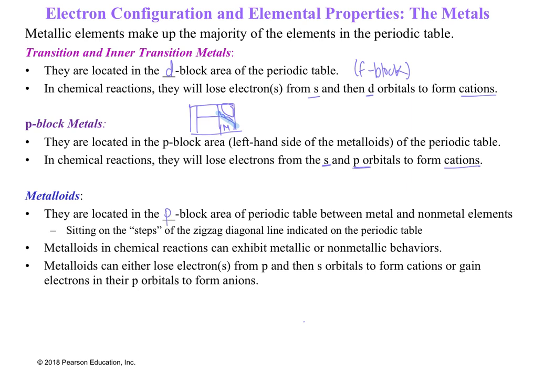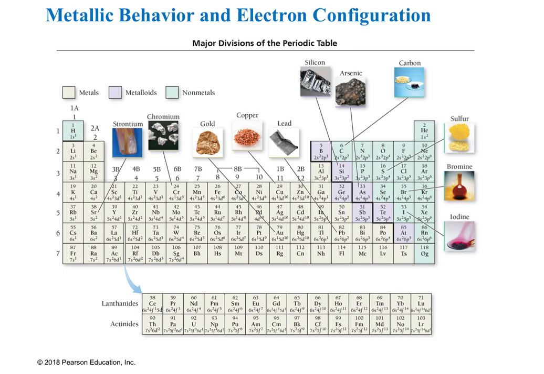And they can act like either metals or nonmetals. They get used in things like superconductors, and they can conduct electricity similar to metals, but then they also have some nonmetal type properties. And so when they do lose electrons to form cations, they do that from their p and s orbitals, or they could also gain electrons into their p orbitals to form anions.